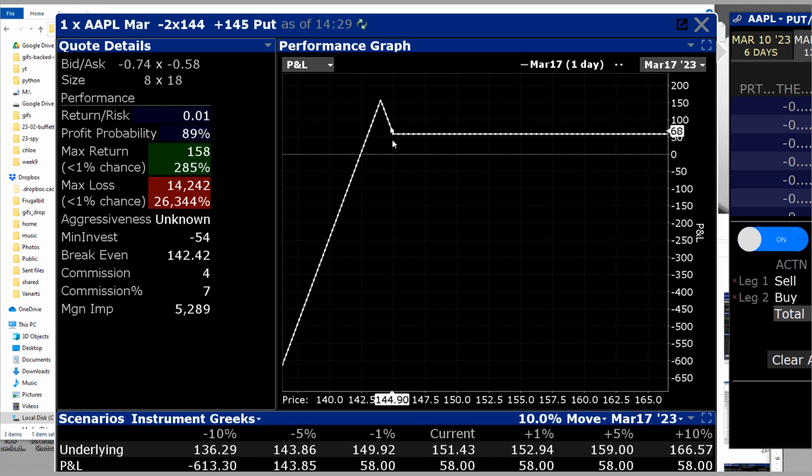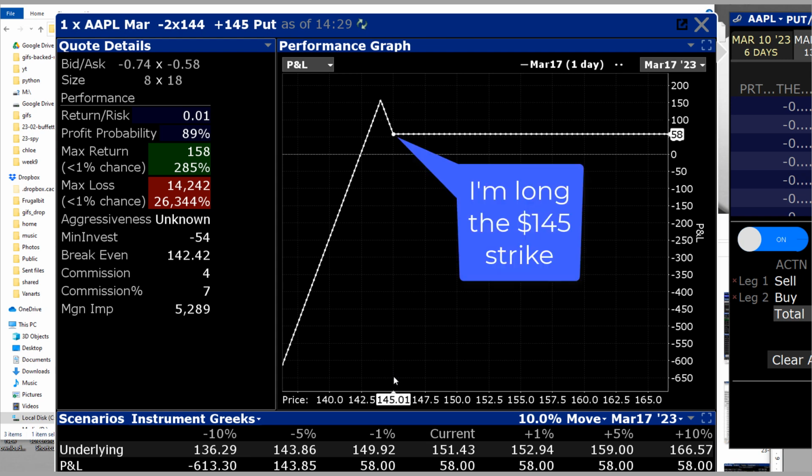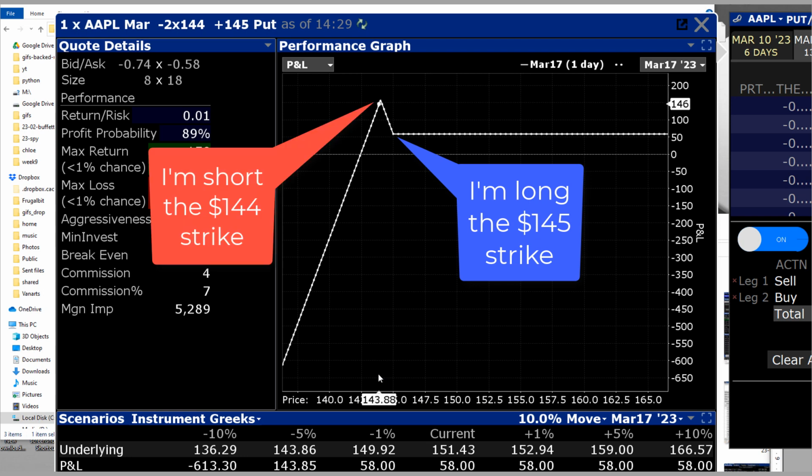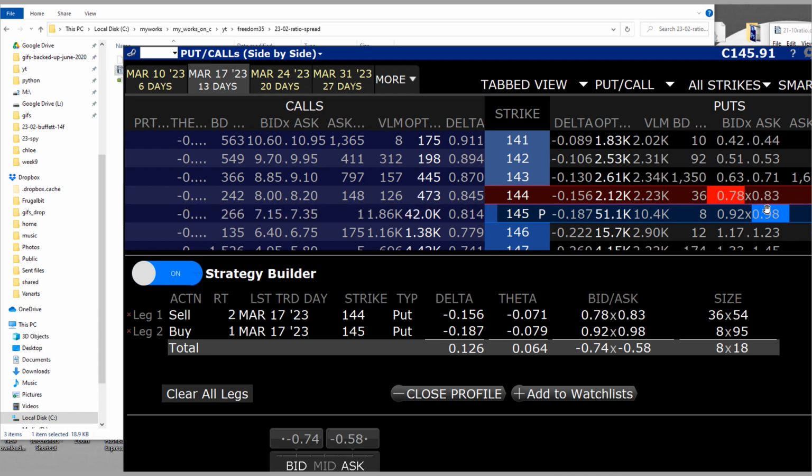premiums. If it closes between 145 and 144, this is when I will start to make a lot of money because my 145 put option that I own will have intrinsic value, and that is good for me as the option owner. However, once it gets to 144 and below, then even though my 145 put option still has intrinsic value, in fact, the lower that goes, the more value it has. So I should be able to make more money from this 145 that I'm buying.